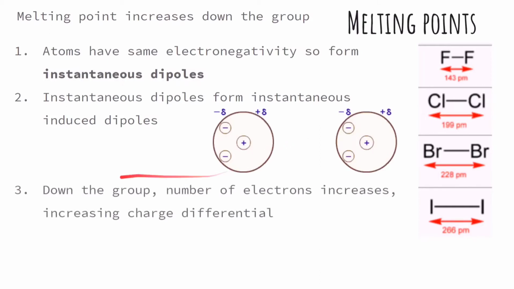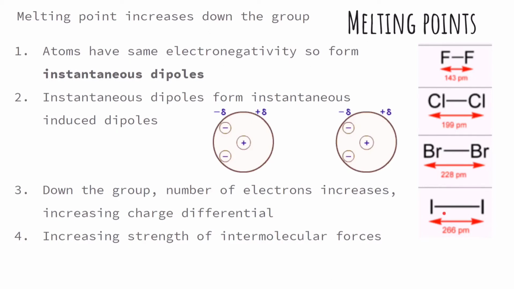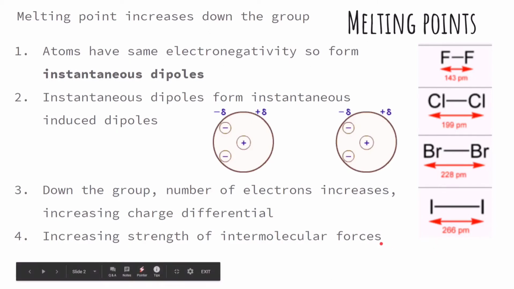And this is important because going down the group, the number of electrons increases, and this increases the charge differential. So the charges on the molecules in the instantaneous induced dipole interactions will be larger. And this means the strength of the intermolecular forces increases going down the group. So there is an increased amount of energy needed to overcome the attractions between the molecules, meaning as you go down the group, there are higher melting points.